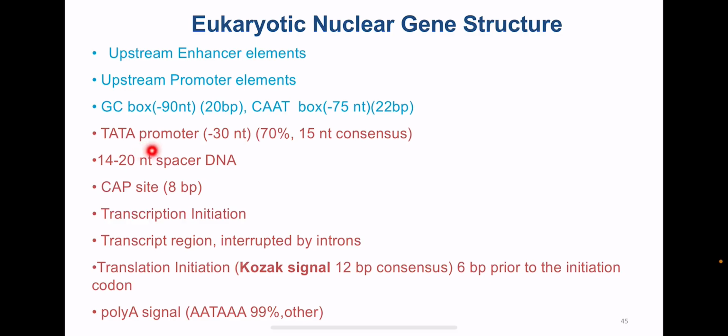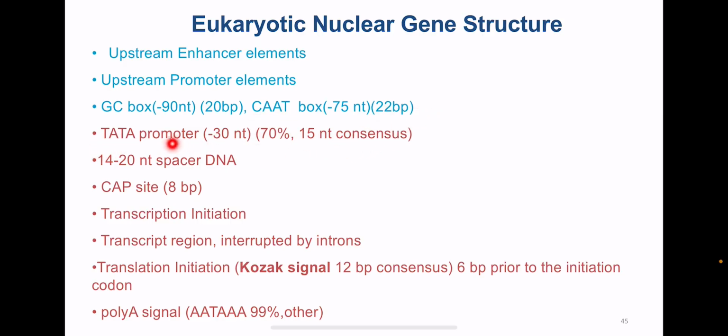We also have a GC box, and this is negative 90. You see there's a negative here, which means it is upstream of the gene, right? And we have a CAAT box, that's also negative 75, which means it's upstream of the gene. So the GC box is 20 base pairs long, and the CAAT box is 22 base pairs long.